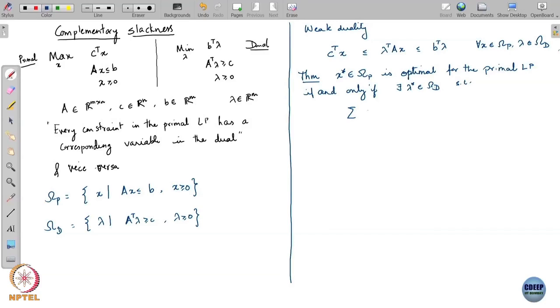Suppose, let me introduce a bit of notation. Let the matrix A be represented as a matrix of numbers A i j, where i runs from 1 to m and j runs from 1 to n. So, i corresponds to rows and j corresponds to columns. Okay, so x star in omega p is optimal for the primal LP if and only if there exists a lambda star in omega d, that means a variable that is feasible for the dual LP, such that the following two conditions hold.